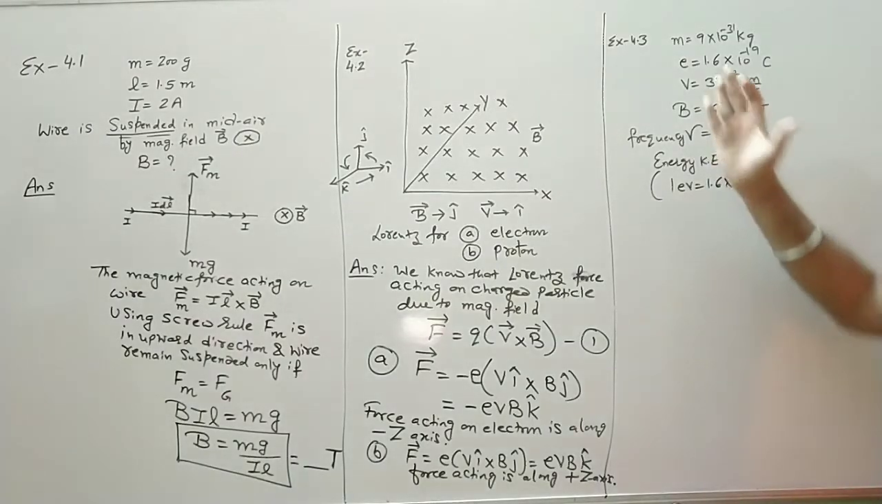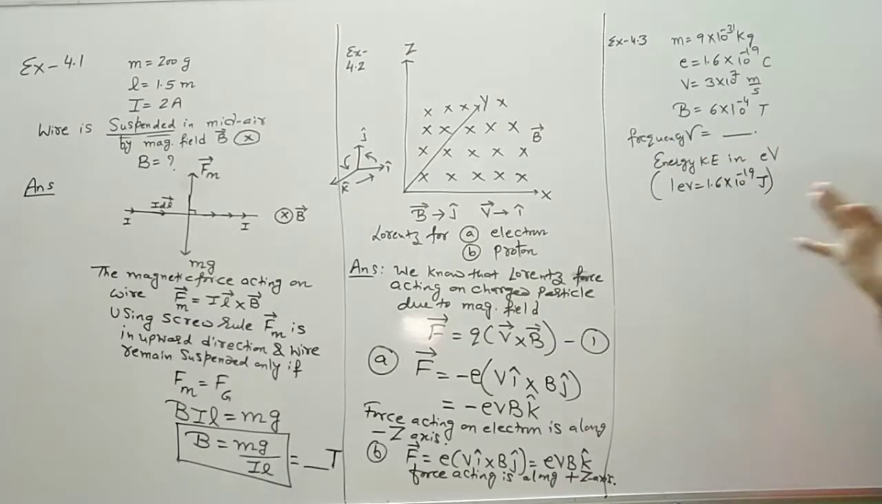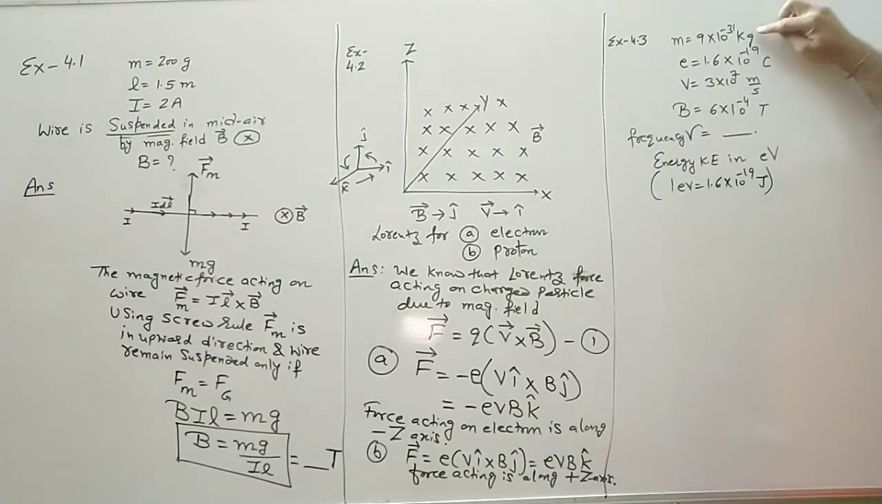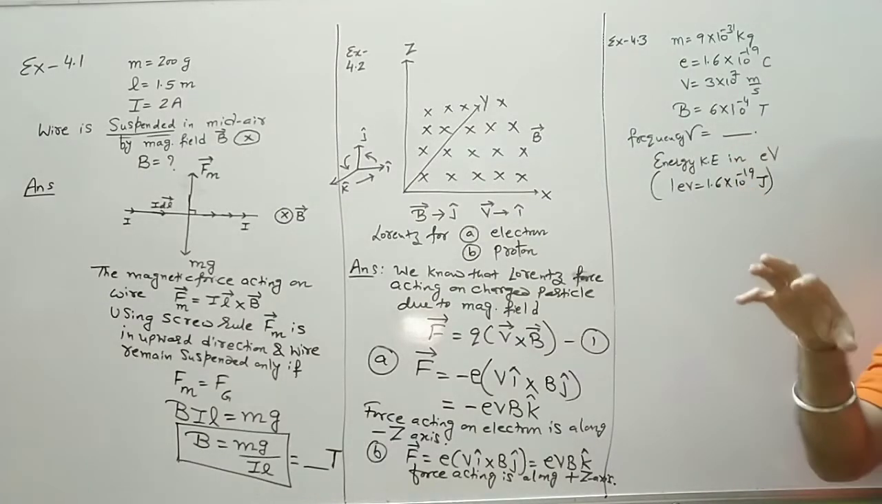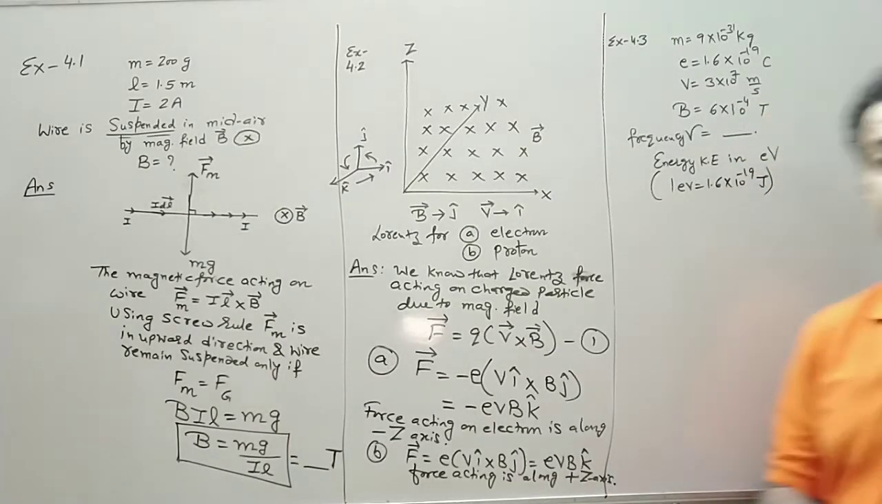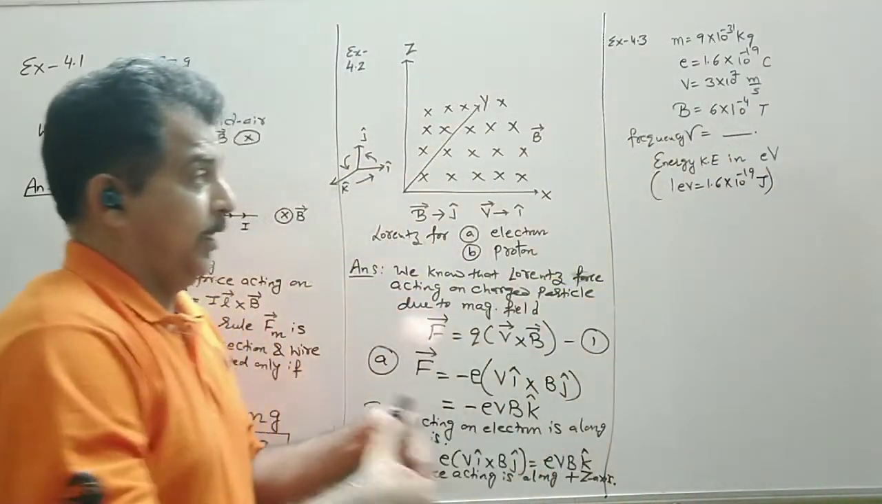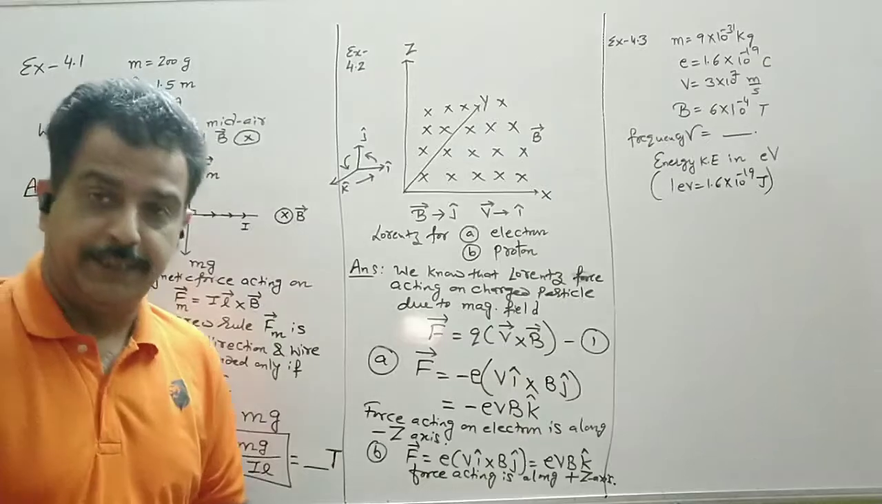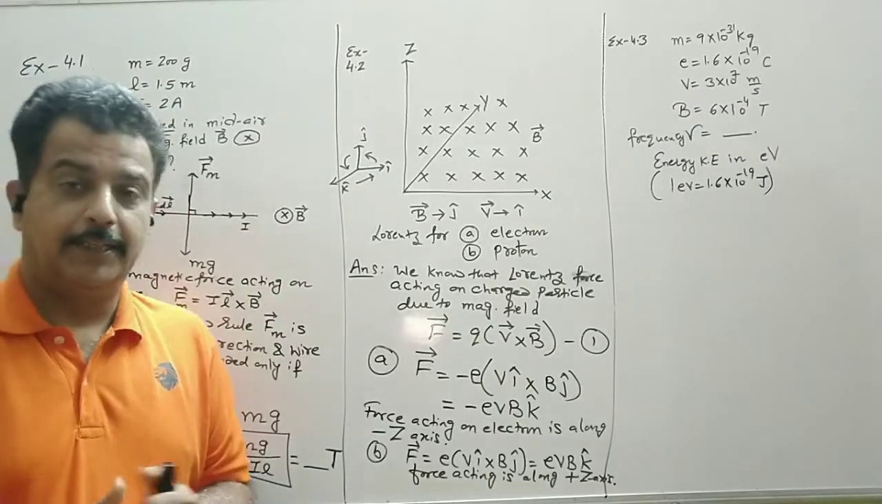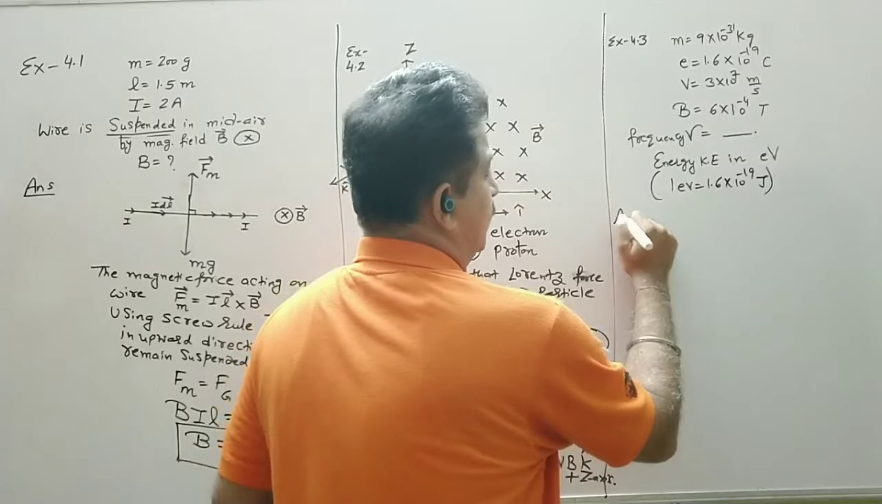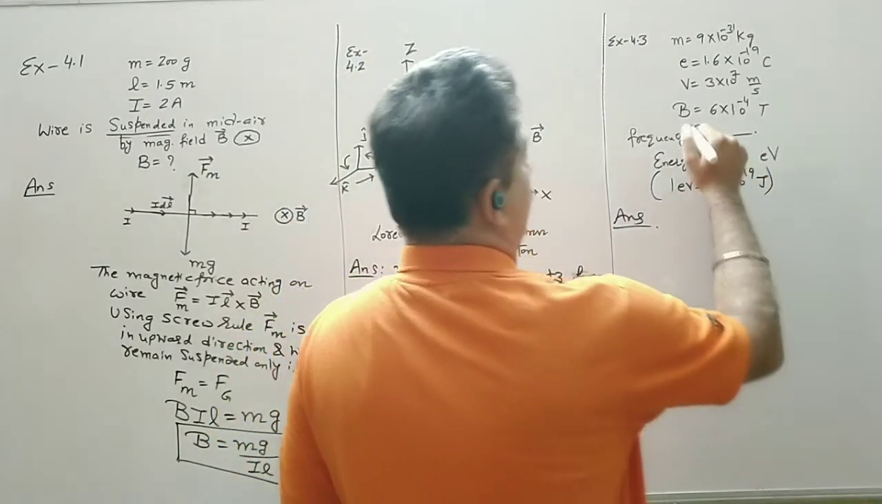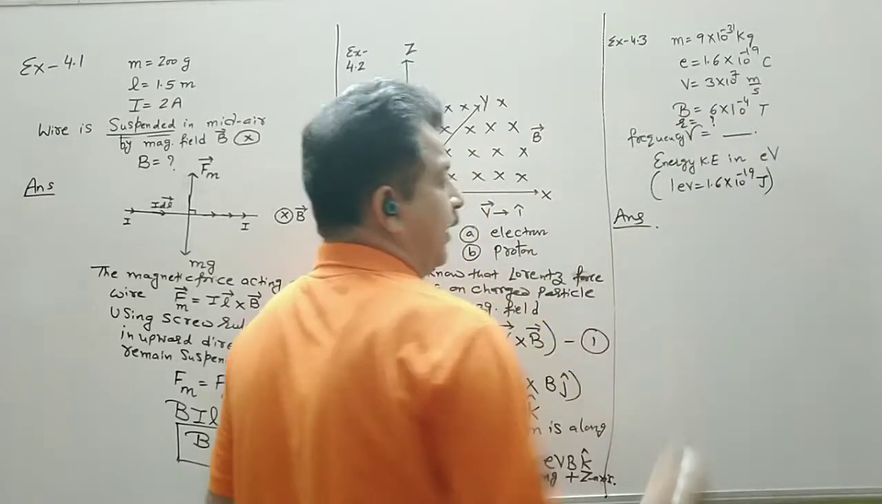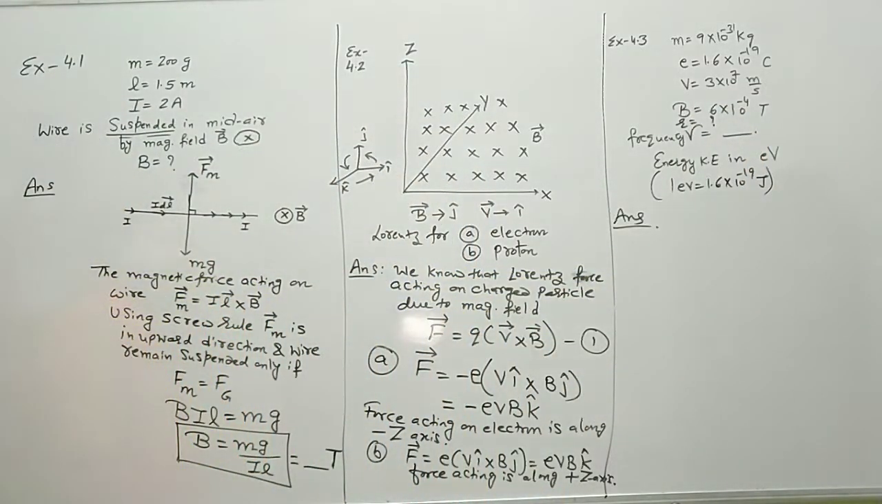Now again, the third question. Again a charged particle having a mass 9 into 10 raised to minus 31 kg. So clearly it is an electron. The charge is given. It enters with a speed 3 into 10 raised to 7 meter per second in a magnetic field normal to it. So here it is given that the particle enters normal to the field. We have to determine the radius, frequency and the energy.